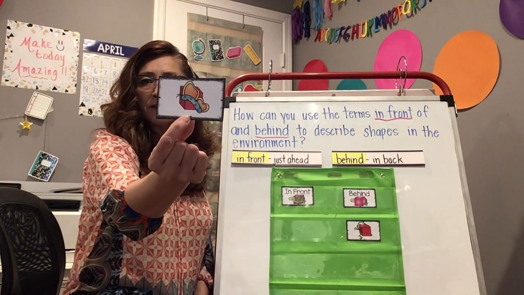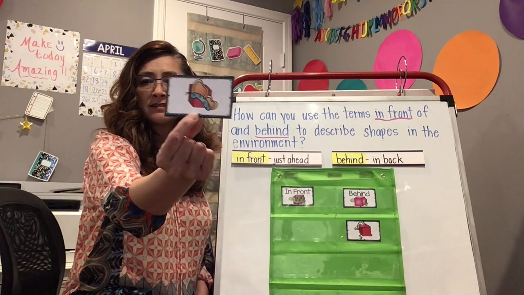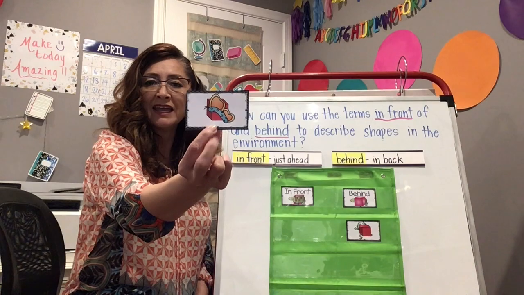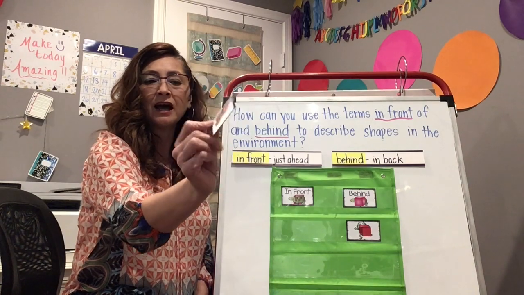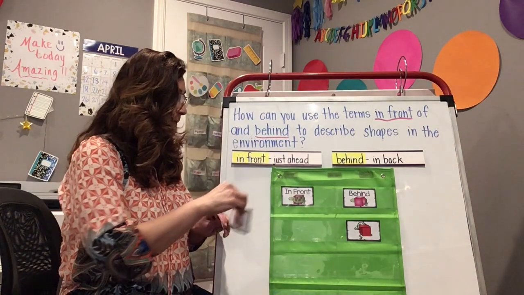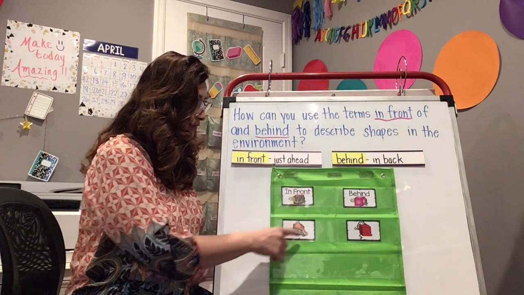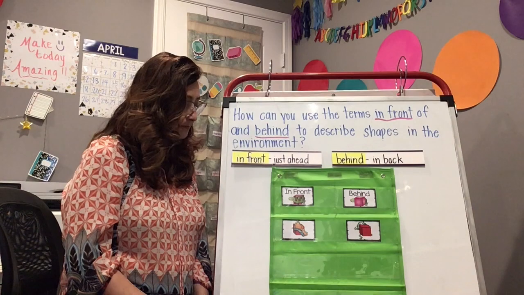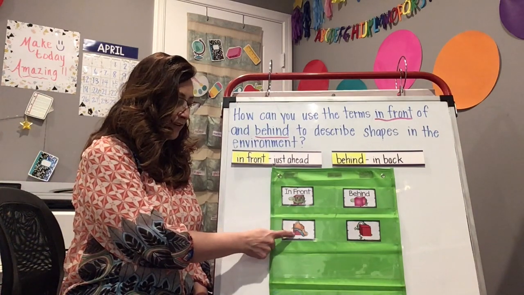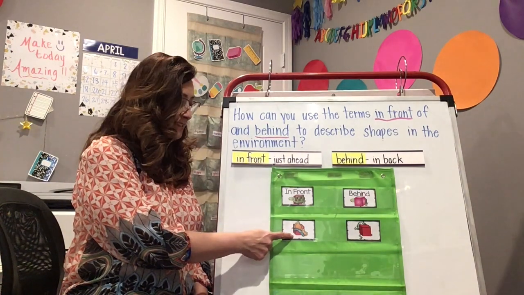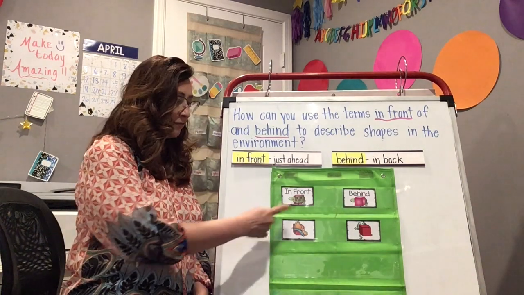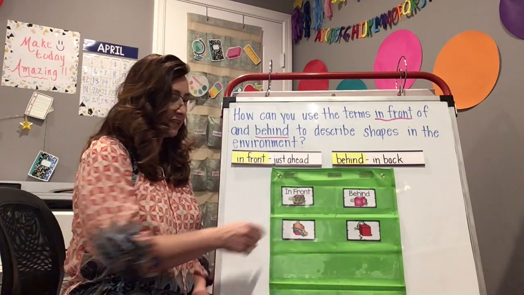Now let's take a look at this picture. Where is the butterfly? That's right. The butterfly is in front of the red cube. How do we know that she's in front? That's right, because there's a part of the cube that we can't see. And so we know that she must be ahead or in front. So yes, she is in front.